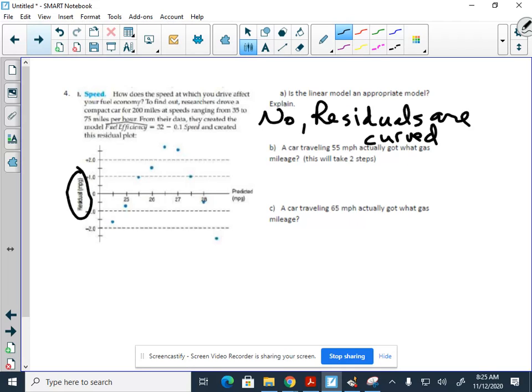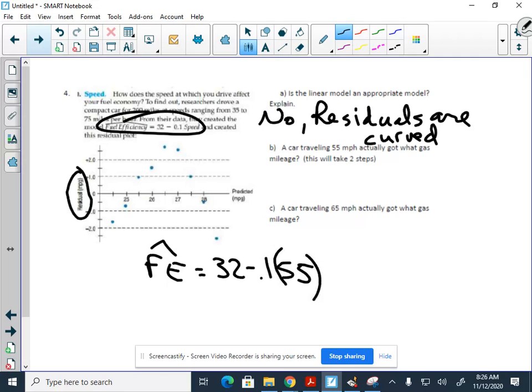But that doesn't mean you can't use it for something, and we're going to use it for something here. It says a car traveling 55 miles per hour actually got what gas mileage. Now, a lot of times when I do these, I got to be careful because I mess up when I write the question. They've got an equation here for fuel efficiency. It's up here. Equals 32 minus 0.1 times the speed. So I'm going to put 55 in for the speed. I'm doing part B down here, I've got a little more room to work.